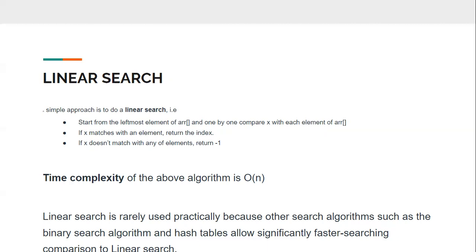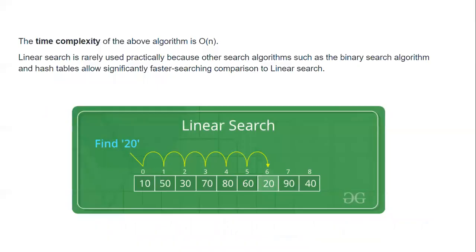Linear search is rarely used practically because other search algorithms such as binary search and hash tables allow significantly faster searching compared to linear search. So the time complexity of the algorithm is O(n).